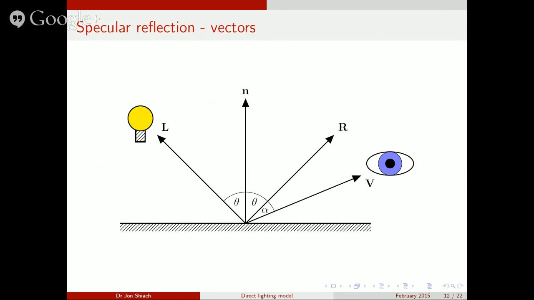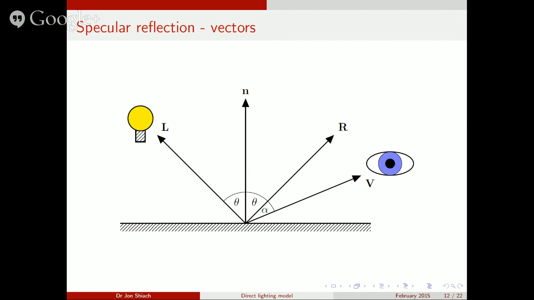Okay, so in order to form a model of specular reflection, we've got the surface normal vector n. This is my surface, this is my normal vector pointing perpendicularly away, and this is our light source. If this is the light source vector and the angle between the light source vector and n is theta, then r is the reflected vector. The angle between n and r is also theta. So basically the angle of reflection is the same as the angle of incidence.